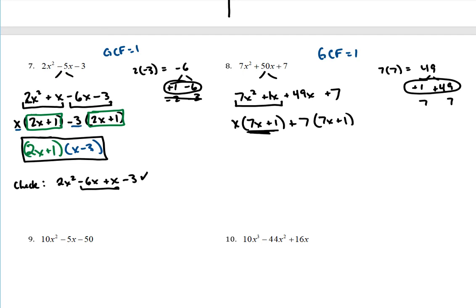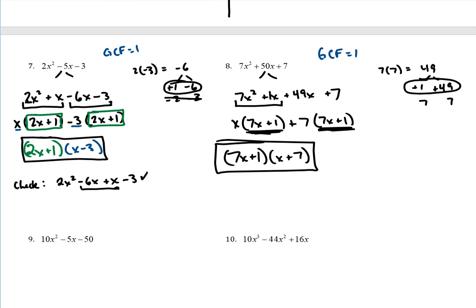Okay, and then this time I'm just going to underline. Notice that this is in common in both terms. So let's take that out. So 7x plus 1. And we're left with x plus 7 in the second binomial. And that's it. Okay, and then if we were to check it, it would be good. I'm just going to move on, though, to save a little time.